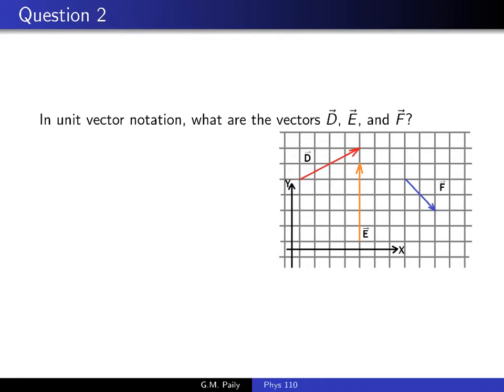Here's another problem. In unit vector notation, what are the vectors D, E, and F? So now remember, you need to write them in the form of components times unit vectors and add up all the three pieces. Except, of course, in this case, since all three vectors are in the xy plane, there will be no z component for any of these vectors. So take a moment, grab a piece of paper, and write out the expressions for these vectors in unit vector notation. And the next few slides will show the answers.